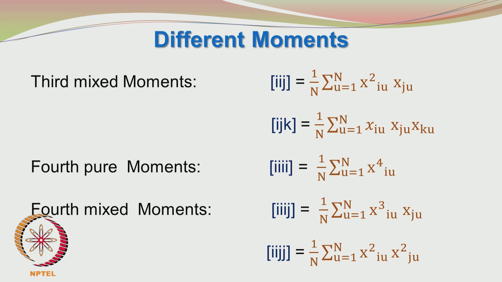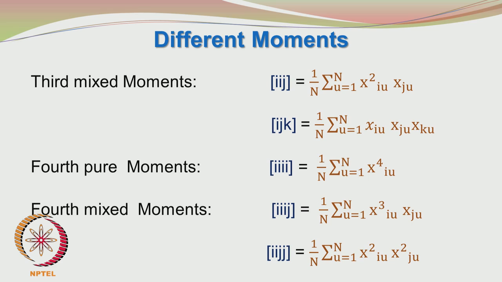Okay, a correction at this point, these do not refer to elements in the moment matrix, they are referring to the elements and column vectors in the x matrix. We use the elements in the x matrix, we use the column vectors in the x matrix to find the different moments. And if you look at the third mixed moment ijk, it is 1 by n sigma u equal to 1 to n xiu, xju, xku.